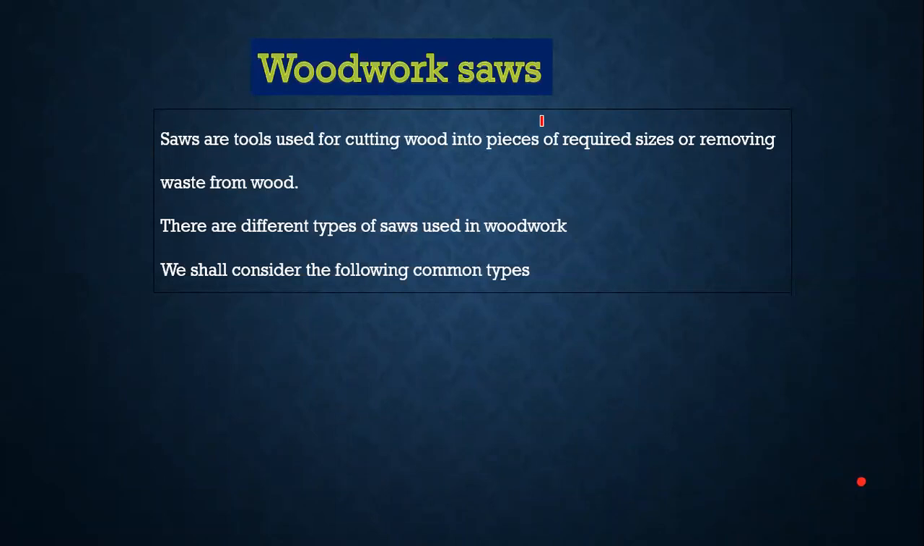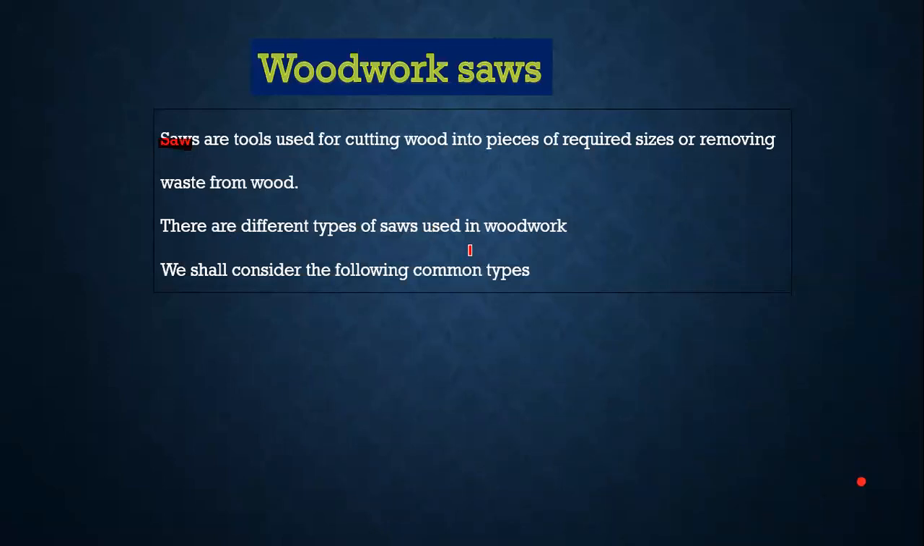After you have transferred the measurement, you need to prepare the wooden pieces. And it will happen that when you measure the thing to the required size, there may be excess or waste that you have to remove. Even when you measure accurately, sometimes it becomes necessary that you cut the wood into two pieces and rejoin them in a particular way. So the tools that we use for cutting the wood pieces or removing the waste is what we call the saw. That's a common one. So saws are tools used for cutting wood into pieces of required sizes or removing waste from wood. And we have different types in woodwork.